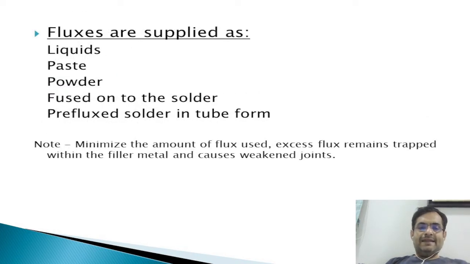Fluxes can be supplied in the form of liquid, paste, powder, fused onto the solder, or pre-flux solder in tube form. Again, as I said earlier, we should always note that we should minimize the amount of flux used. Excess flux remains trapped within the filler metal and causes weakened joints.